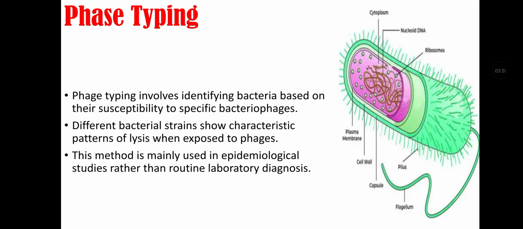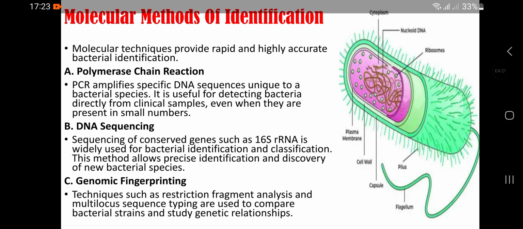Molecular methods of identification. Molecular techniques provide rapid and highly accurate bacterial identification. They include polymerase chain reaction, DNA sequencing, and genomic fingerprinting. Polymerase chain reaction or PCR amplifies specific DNA sequences unique to a bacterial species. It is useful for detecting bacteria directly from clinical samples even when they are present in small numbers.